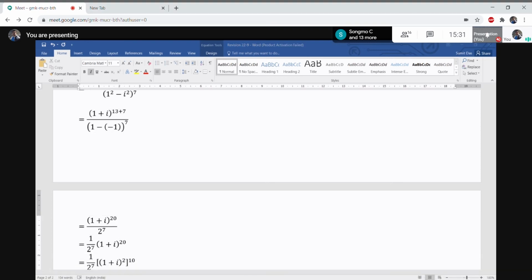These few steps we are just not doing, you can skip them also. 1 minus minus 1, that is 1 plus 1, that is 2.